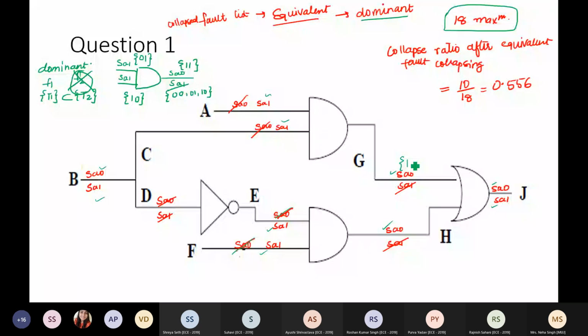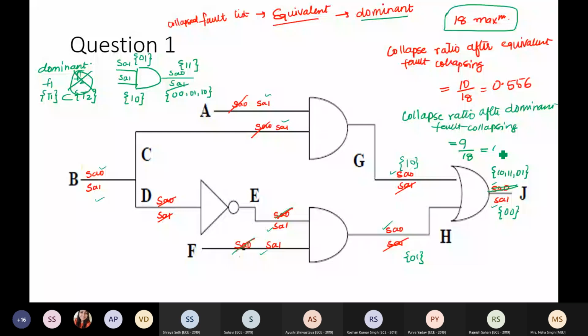So I eliminate this stuck at 0 fault from my fault list. If I try to find the collapse ratio now, after dominant fault collapsing, this comes out as one more fault eliminated. So I have a total of 9 faults that need to be worked upon, divided by the maximum fault count of 18. So only 50% of faults need to be taken care of when we apply the ATPG algorithm on this combinational circuit, so as to determine what test patterns should be used for covering the entire list.